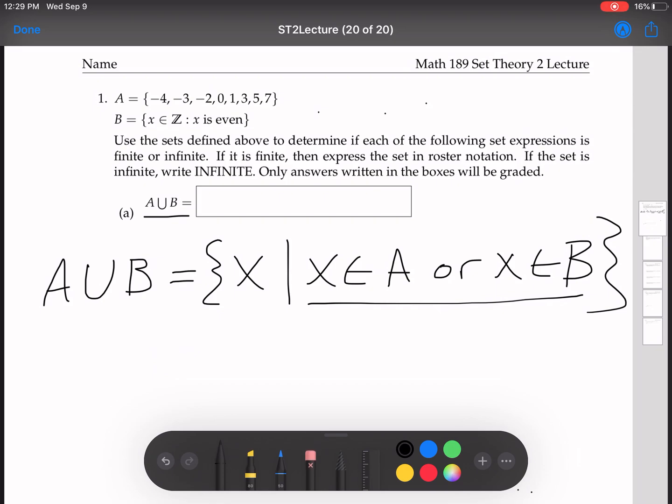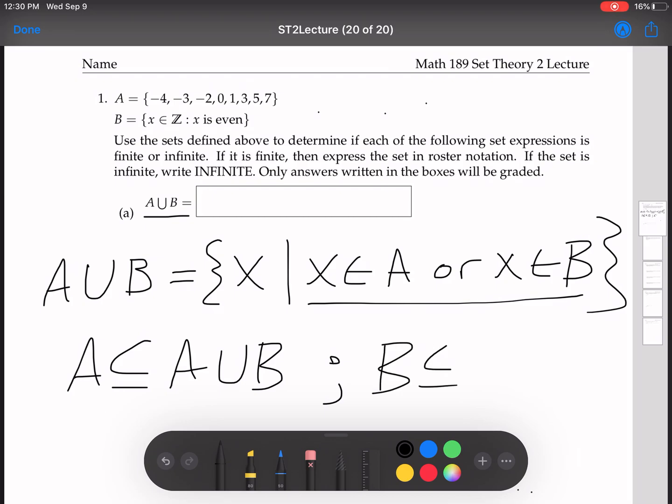All right, let me give myself a little more room here. So B is an infinite set. All those things that are in B are also going to be in A union B. And all the things that are in A are also going to be in A union B, right? This is because A is a subset of A union B, and B is a subset of A union B.